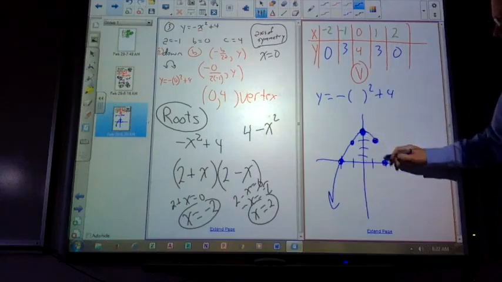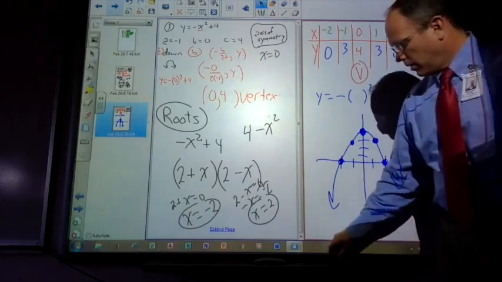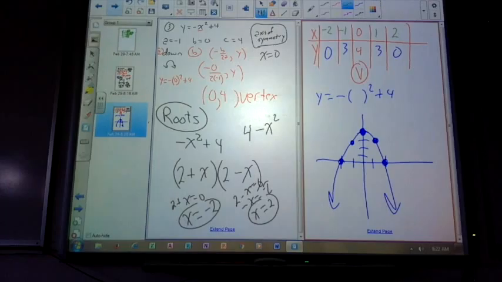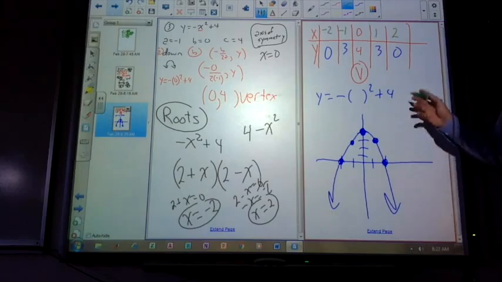And I could keep going from there if I wanted to. And eventually, Wednesday we'll learn a way that's called pattern graphing. It works with parabolas very well, but we're not there yet. So we create a table.